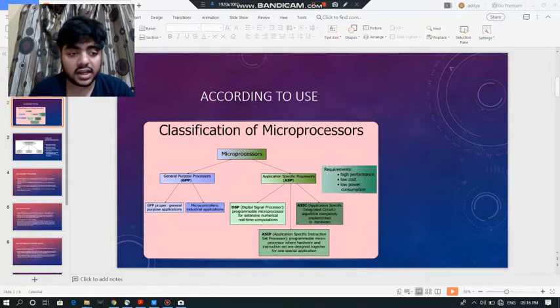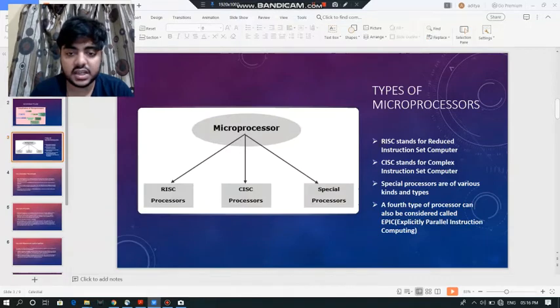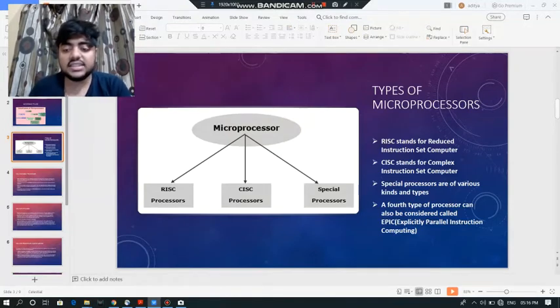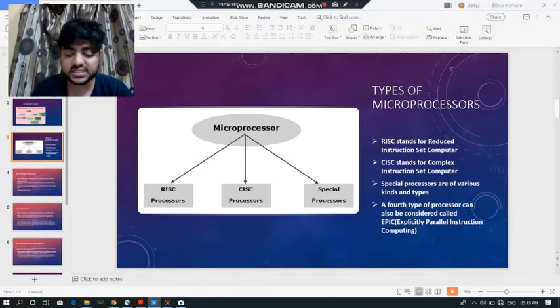Let's go into another classification of microprocessor, which is based on the complex instruction sets. It has three basic categories: RISC, CISC, and special processors. RISC is reduced instruction set computer, which uses a small number of commands to process anything. Whereas CISC stands for complex instruction set computer. It gives complex and smaller instructions to process the information.